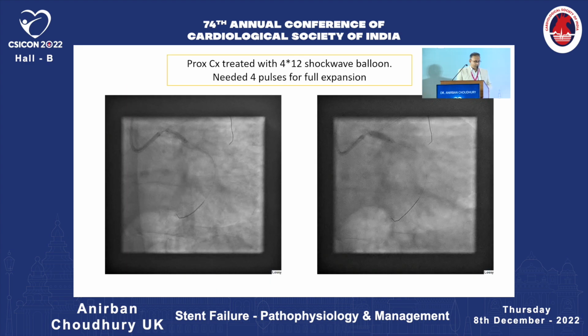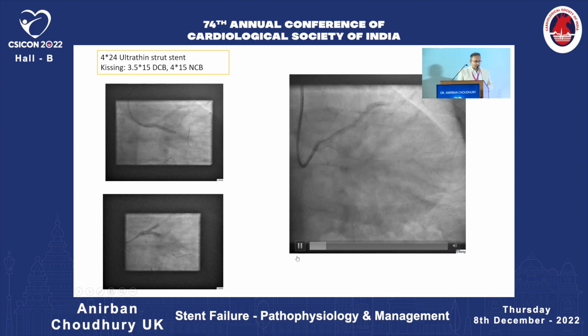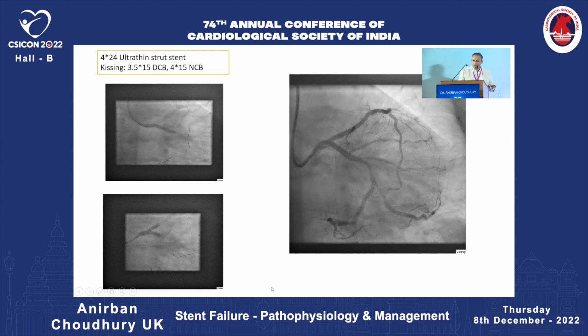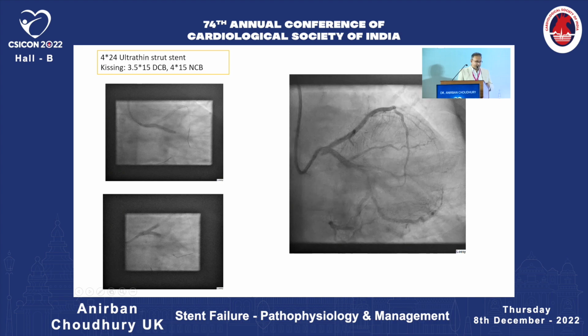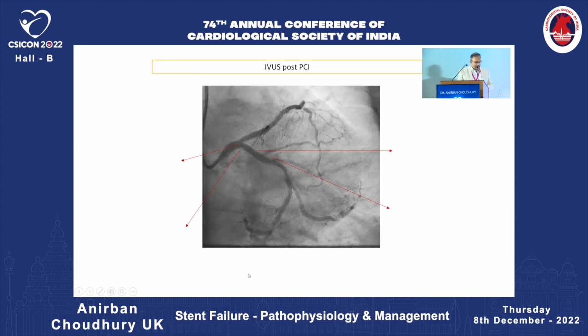So what we did, we used a shock balloon to try to modify this shelf of calcium. It required 4 shocks for us to fully expand. And once we had done that, we then went forward and treated it with a new stent because it had already failed a DCB, the ostium on the circ. But in the kissing part, we used a DCB for the LAD part. And this is what it looked like.